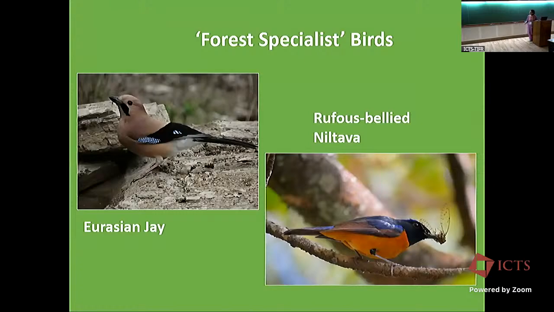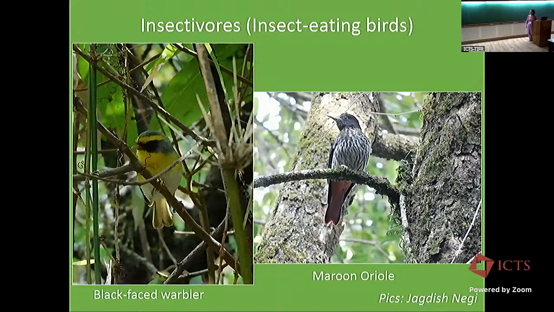And of course, we have a lot of colorful birds like this, which are specialists. The insectivores that I was talking about, there are two examples here. One is the black-faced warbler, which is a really small bird in black and yellow that moves around in groups, and you have a large maroon oriole. See the kind of vegetation that they're in. It's very dense forest with a lot of complexity. And that's what you need to take back with you, how there is so much more complexity in forest compared to agriculture and pine and degraded forest.